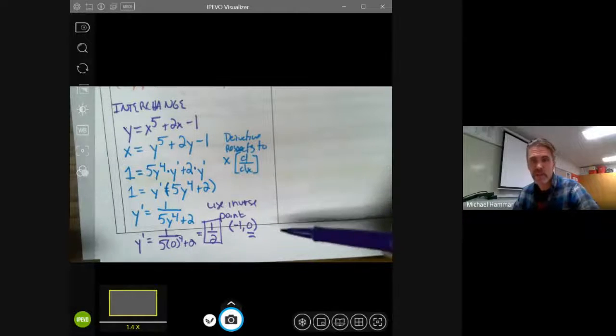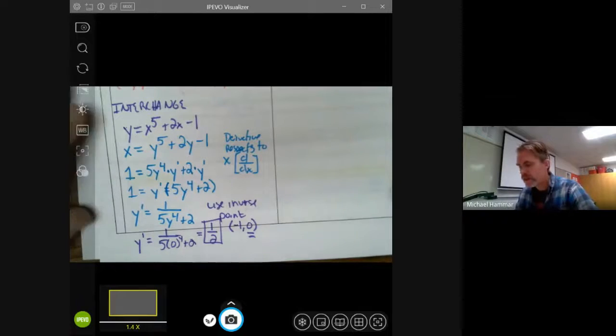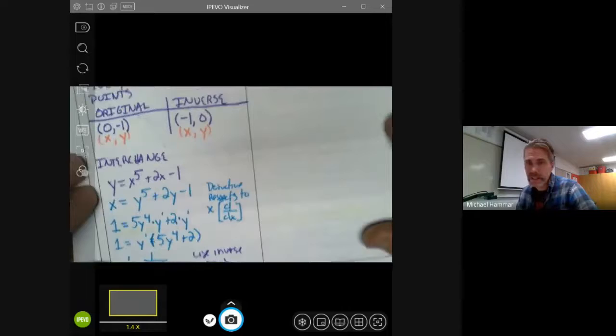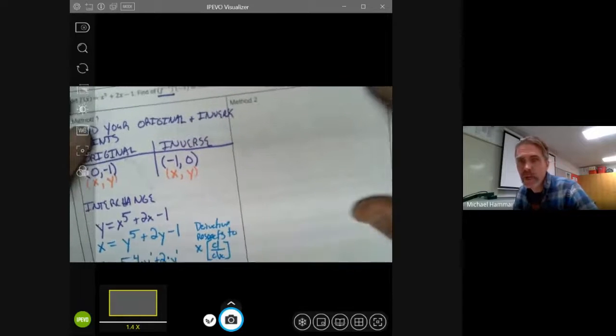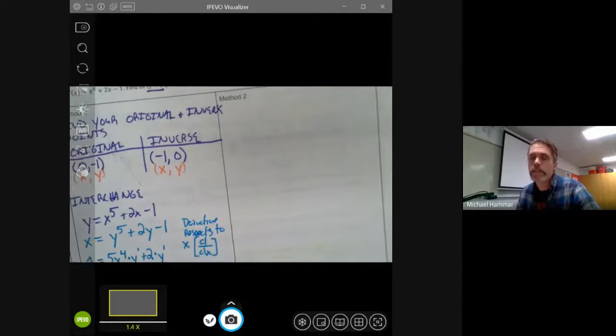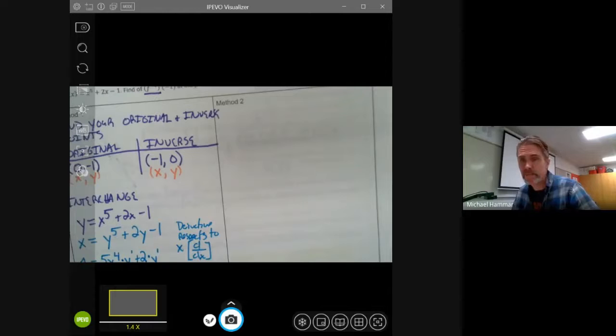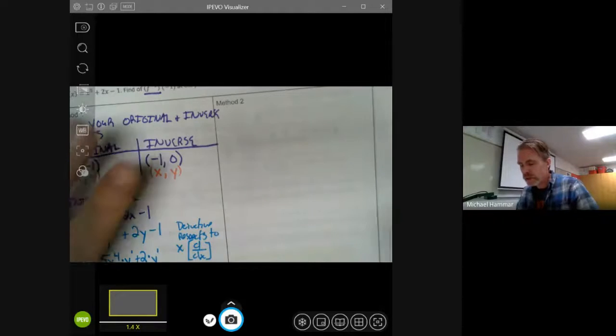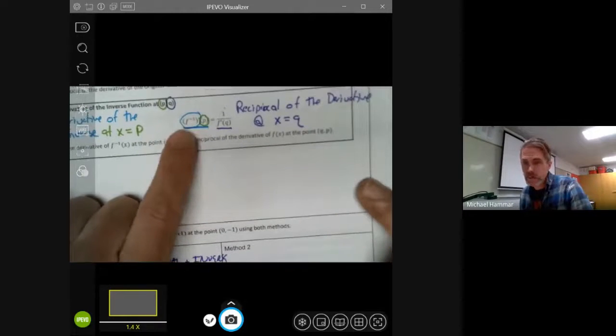1, 2, 3, 4. Okay? Now, method 2 is a little bit more complicated to think about, but it is easier, in my opinion, to do. Okay? So method 2 involves using this idea right here.